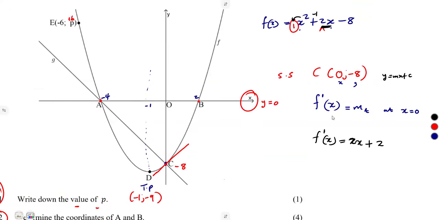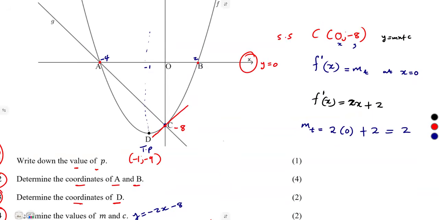But I'm saying that the numerical value of the gradient of this tangent that we are referring to is going to be at a condition where x is 0. So it was going to be 2 times the value of x, which is 0, plus 2. And that was going to give us a positive 2. So the tangent has a gradient of 2.